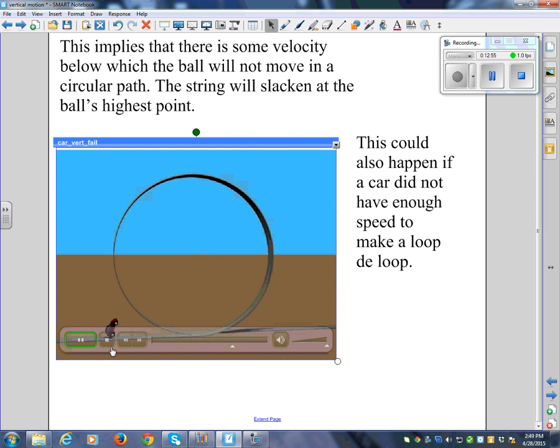Now let me ask you this question. When I do the rubber stopper thingy, what's providing the centripetal force? Well, the force in the string, right? There's a tension, causing it to travel in a complete circle.